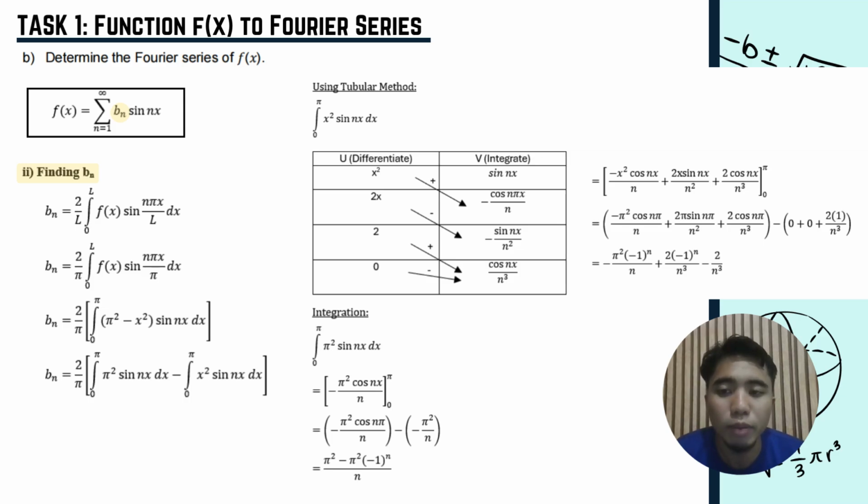Before, we used 1 over L, but for half-range, we will use 2 over L. So the formula is 2 over L, the integration of f(x) sin(nπx/L) dx, where our L is π, and our f(x) is the piecewise function from the question. So we just need to insert the function into the formula, and therefore we will get 2 over π times the integration of π² sin(nx) dx minus the integration of x² sin(nx) dx. Here we are going to use the tabular method to find the value of x² sin(nx) dx. And next, for π² sin(nx) dx, we'll use basic integration to find the value.